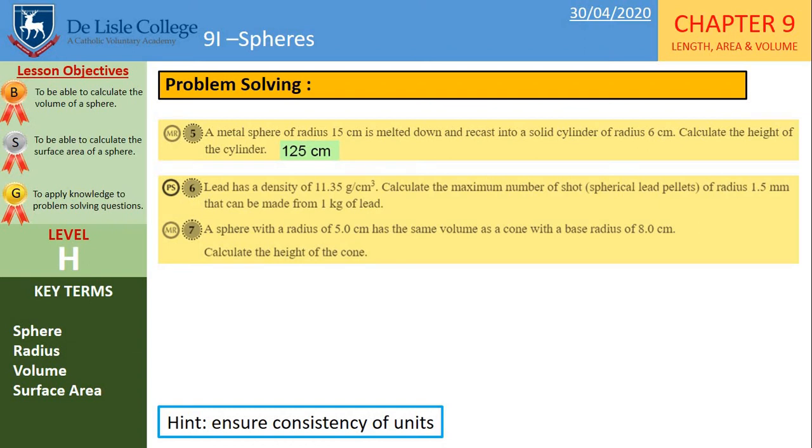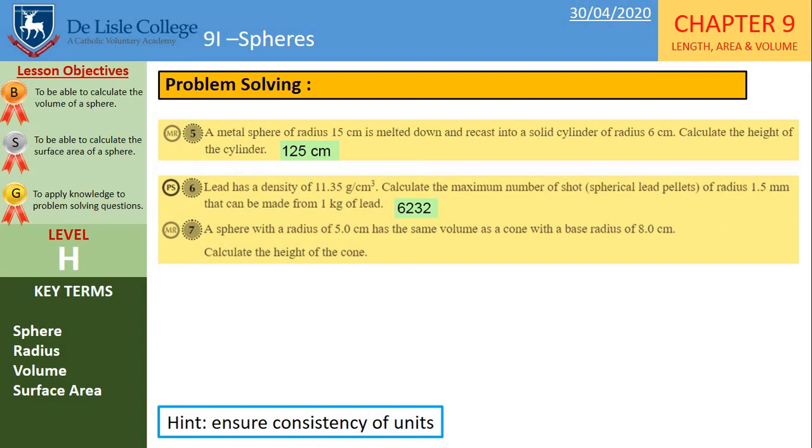Question 6, we're given a density, and we're given the radius, and we're given a weight. So firstly, we're going to need to make the units consistent. That was a hint at the bottom. So if we convert our millimetres into centimetres and work out the volume of one sphere, convert the kilograms into grams, and then we're going to find out the number that we can make, which is going to be 6,232.